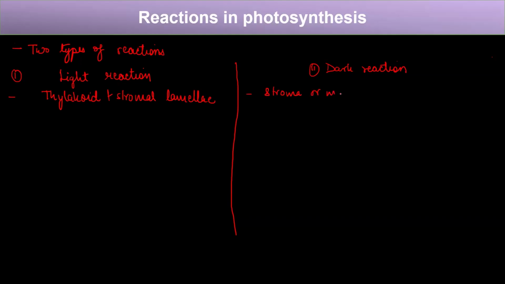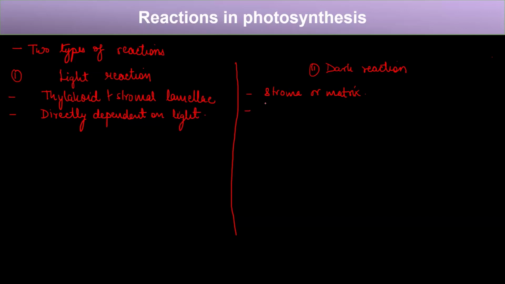Stroma or matrix. So this is the location of the light and dark reaction. Now, why is the light reaction named so? Meaning why is it called the light reaction? Because it is directly dependent on the light. So the light reaction directly depends on the sunlight.